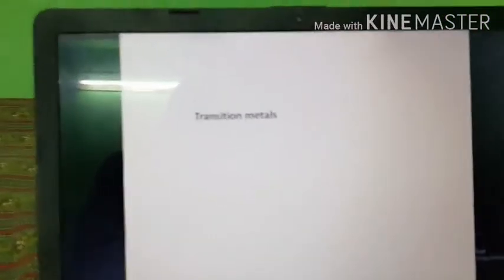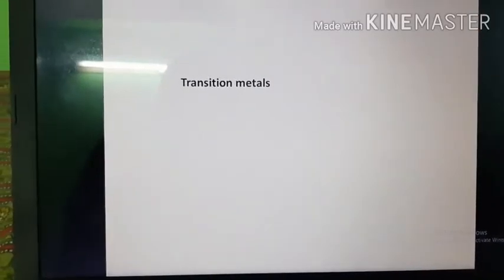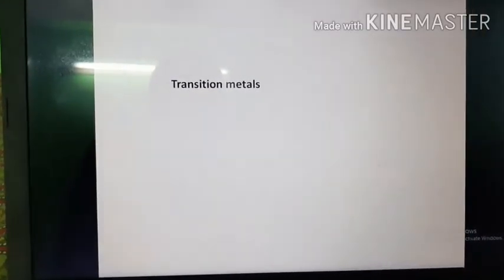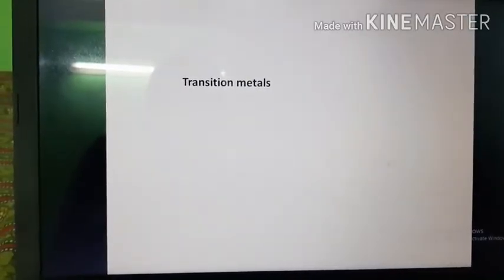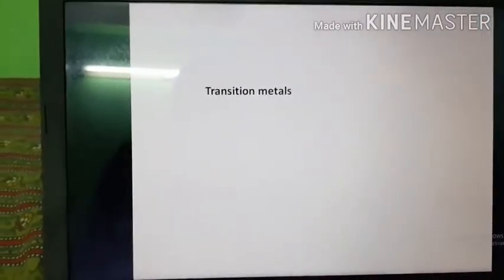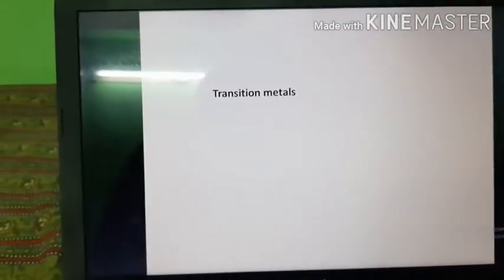Now, what are called the transition elements? Transition elements or transition metals means those elements which have an incompletely filled d subshell in their ground state or in any of their stable oxidation states. That is known as a transition element. That is the modern definition of transition elements or transition metals.